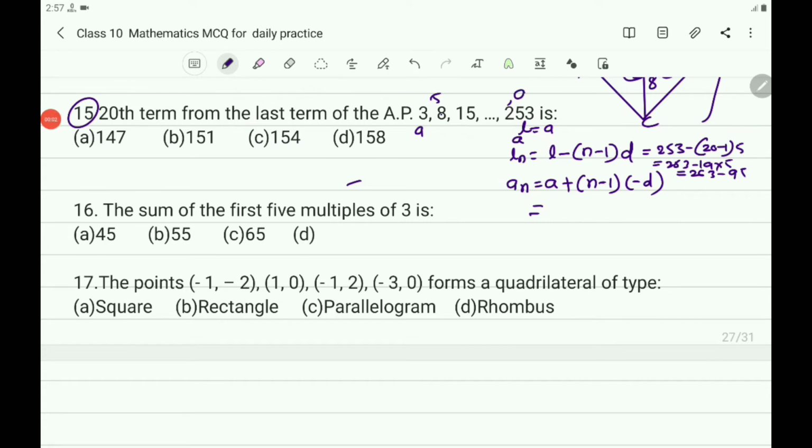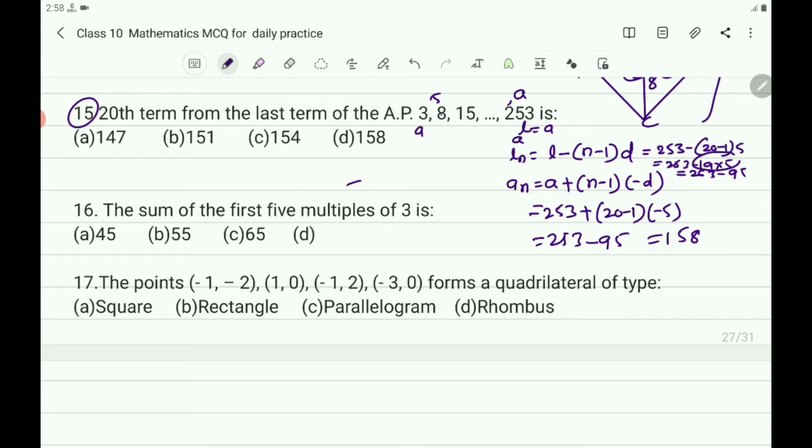Here A is 253, write 253 plus n is 20 minus 1 minus d, that is minus 5. Then it becomes 253, again you will get 19 into minus 5. Here you will get 19 into minus 5, that is minus 95. Again you will get how much? 253.